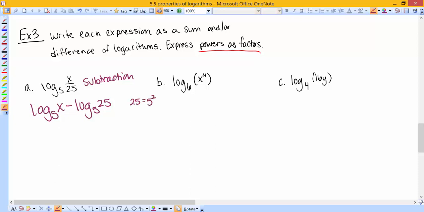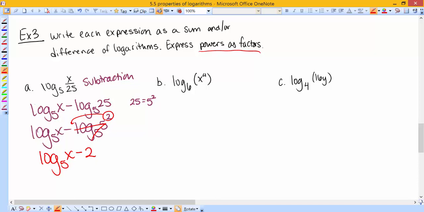25 is 5 squared. So this is log base 5 of x minus log base 5 of 5 squared. Now I can use the identity and the power property, where I can move this 2 to the front. The log base 5 of 5 cancels, and I'm left with the log base 5 of x minus 2. Be careful with that 2. The 2 doesn't go into the front of the very first log. It goes in front of the log that it is attached to. Be careful with that.